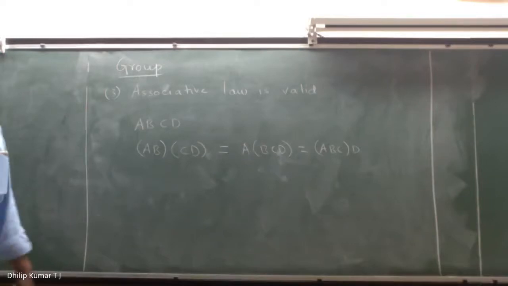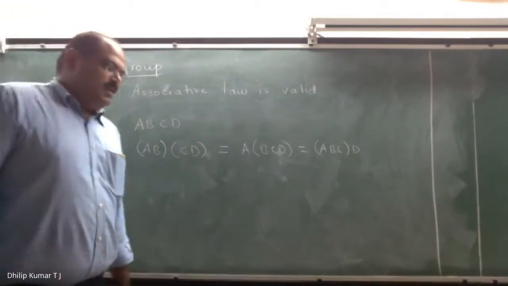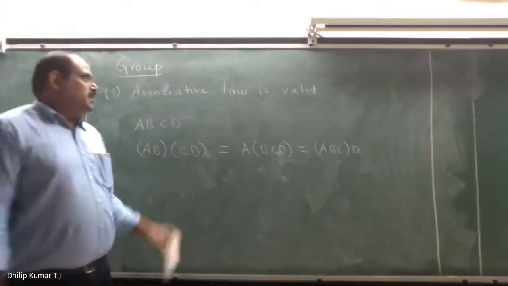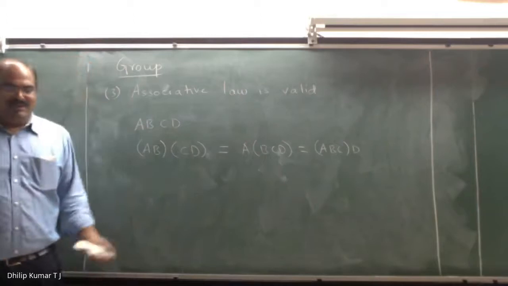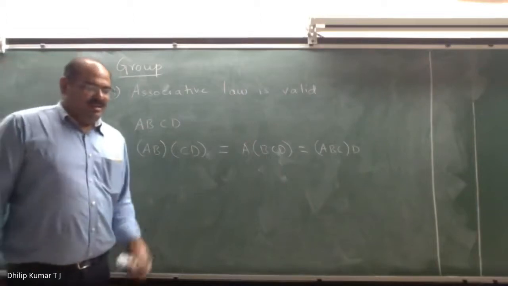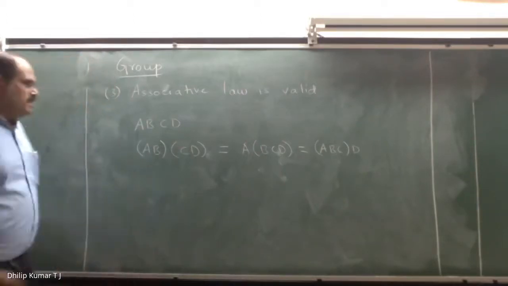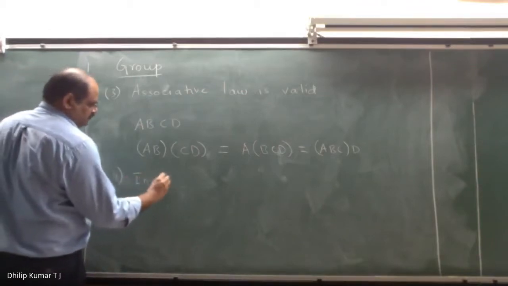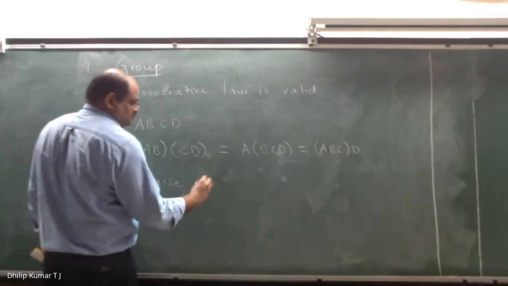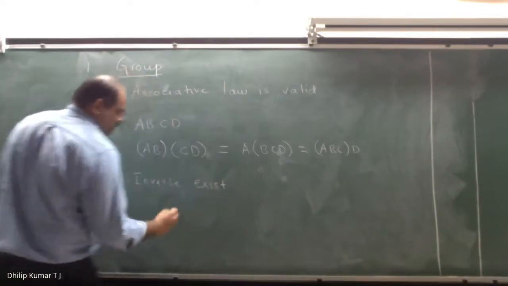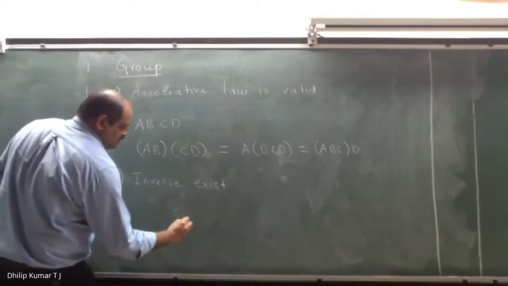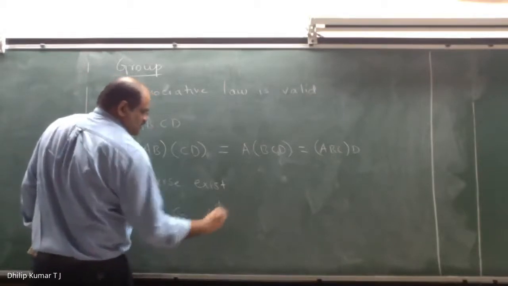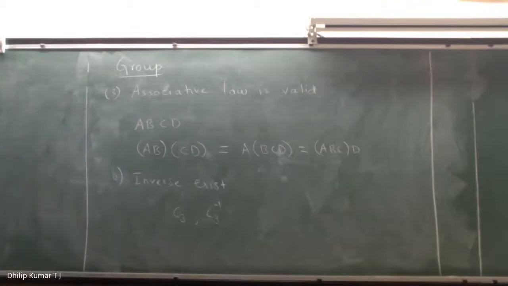And the last one is that each element has its own inverse. Each element in a group has its own inverse. Inverse here means the reciprocal of it. So the inverse exists. Meaning if you have C3, it will have C3 inverse. So forward and then reverse.